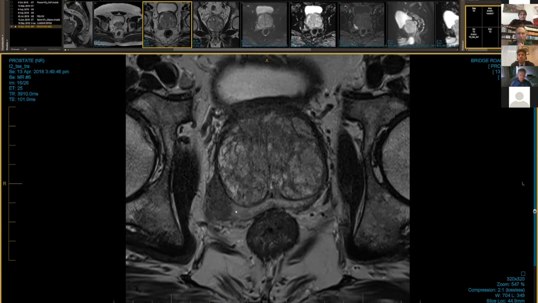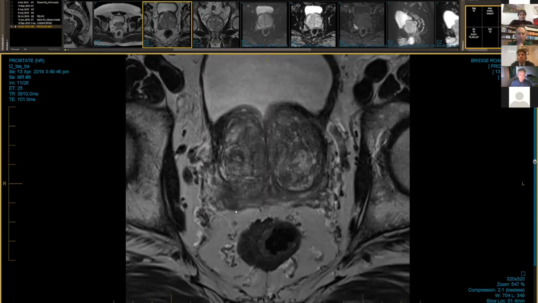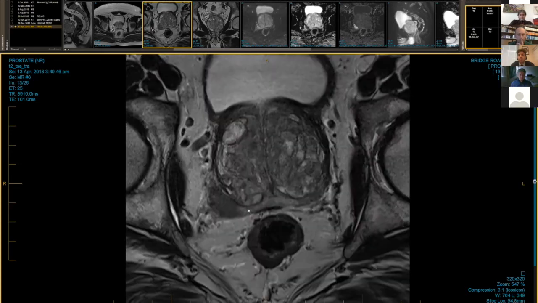There's a question, Richard. You mentioned lesion size there. What series do you measure lesion size on? Well, PI-RADS says you should do it on the axials. I do it on whichever is the biggest, because we know we underestimate the extent of disease.